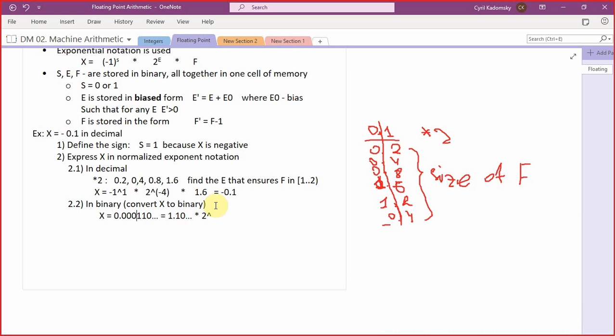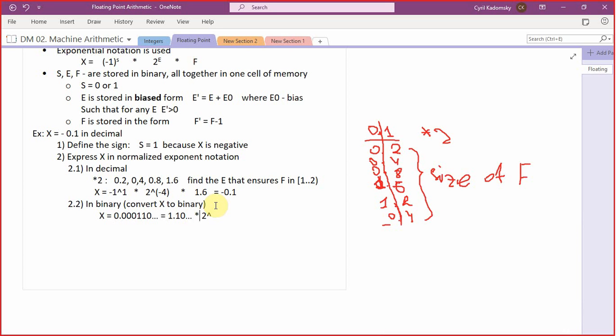And which value is it? It is how many bits we must move the point to get the initial value. So we start counting from here. This is dividing by 2. This is dividing by 4. This is dividing by 8. And this is dividing by 16. Or, in other words, 2 power 1, 2 power 2, 2 power 3, 2 power 4.